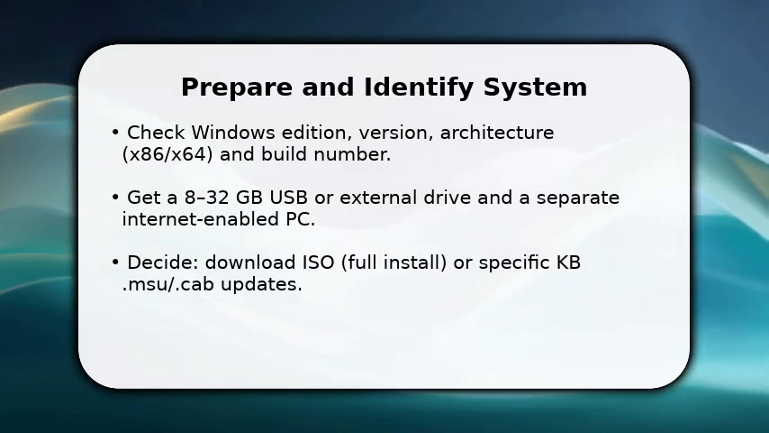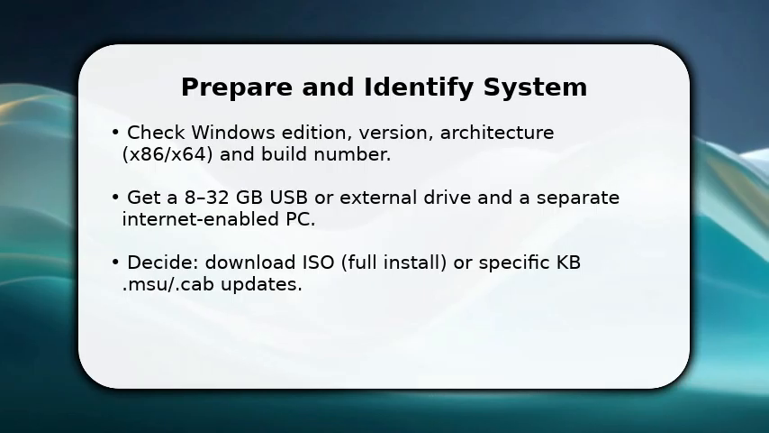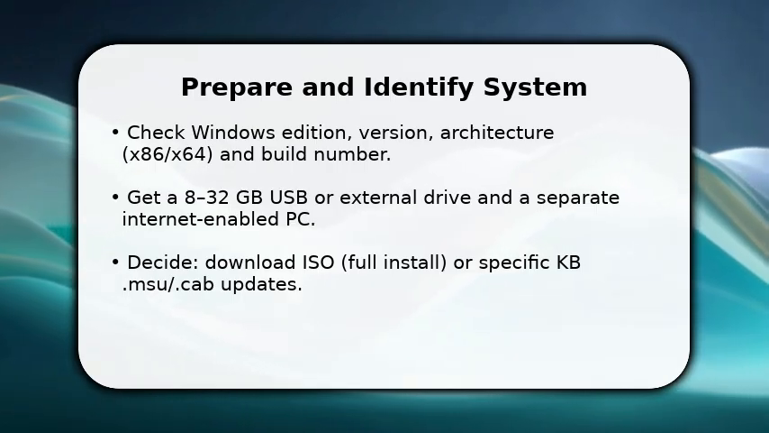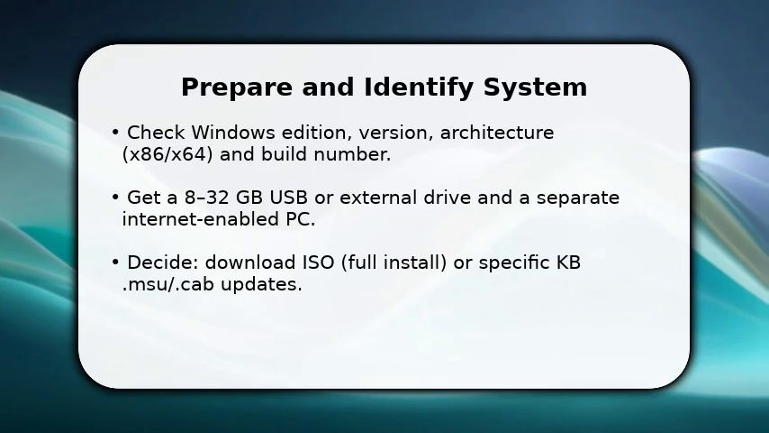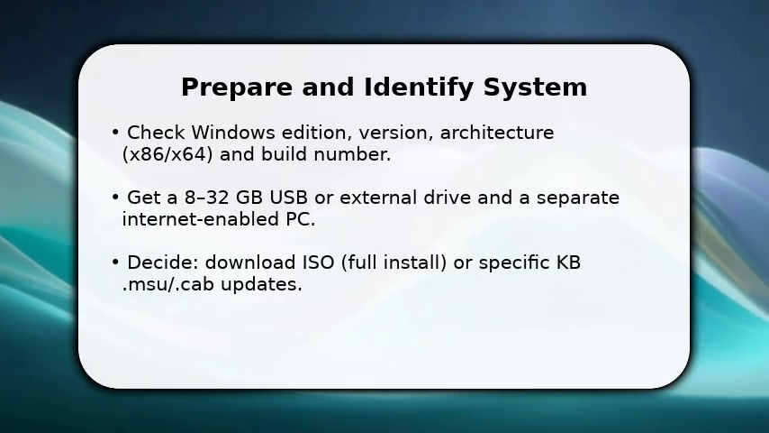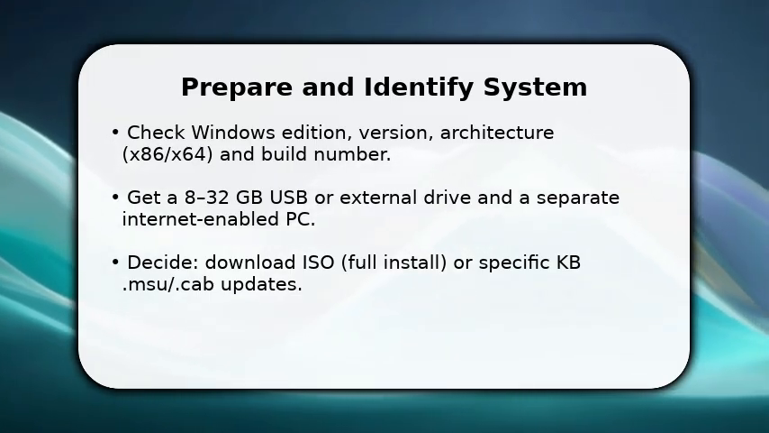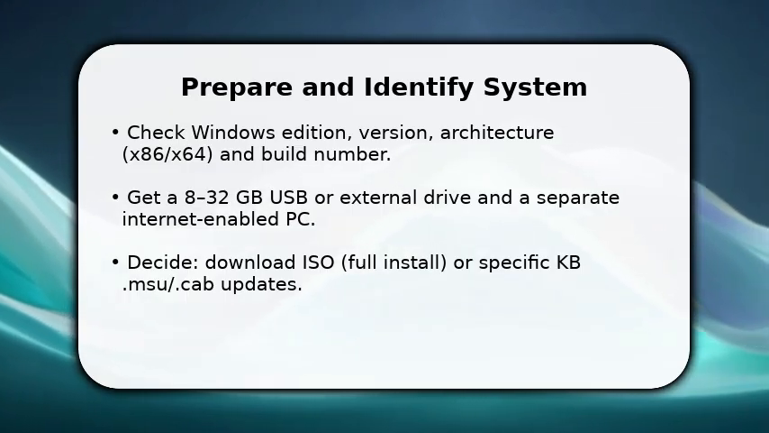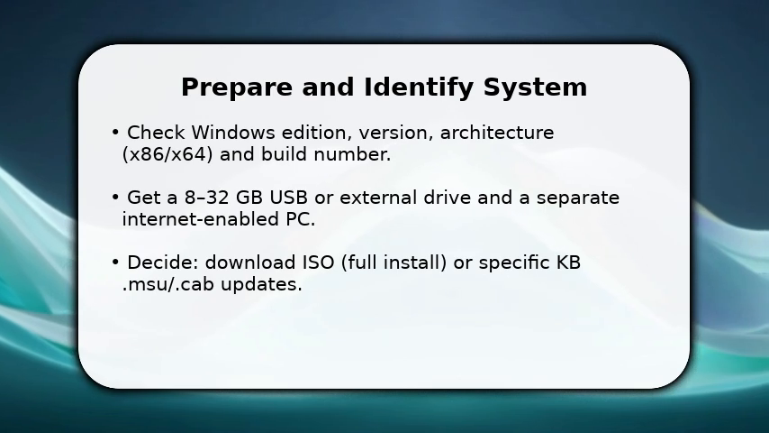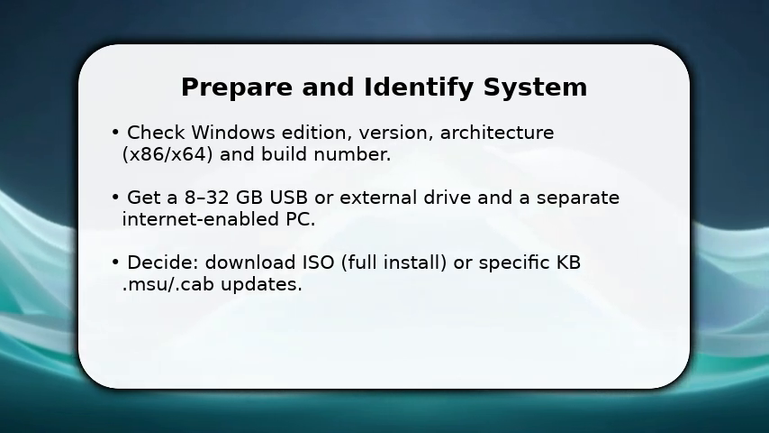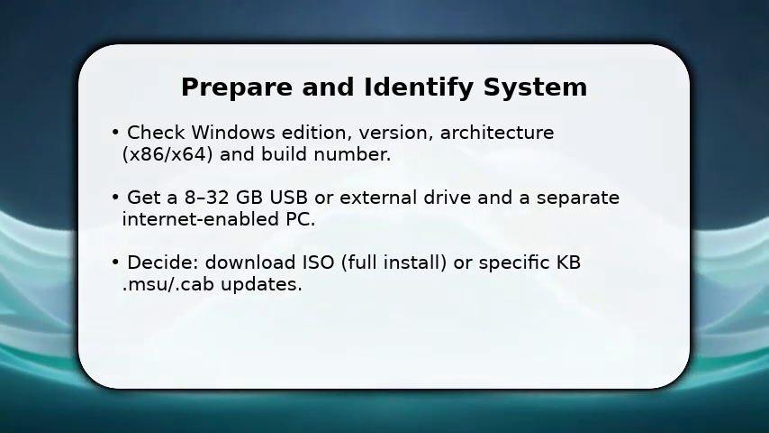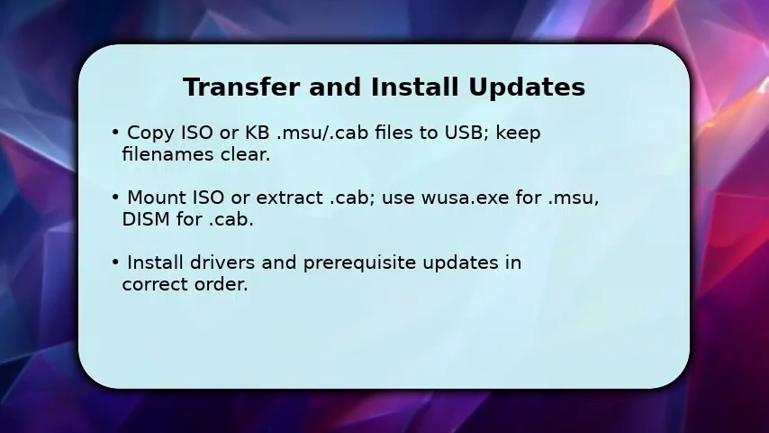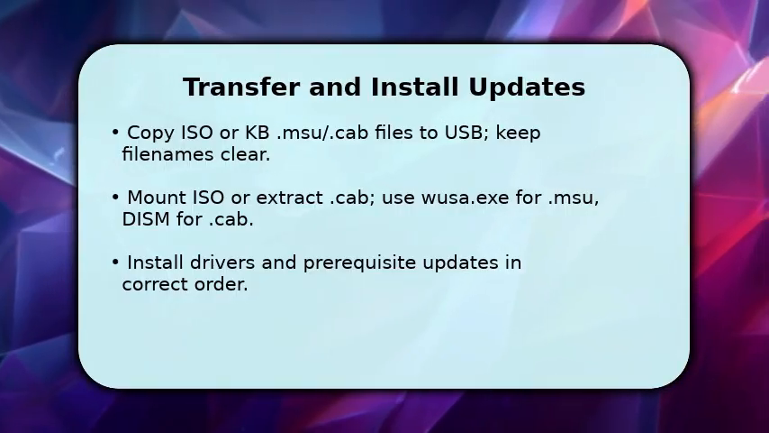On that machine, either download the full Windows ISO via the Media Creation tool or collect specific KB, MSU, and CAB packages from the Microsoft Update Catalog. Make sure to note x86 versus x64, and whether you need Home, Pro, or Enterprise packages before moving files to the USB. You now transfer the chosen files to the offline PC using the USB drive.